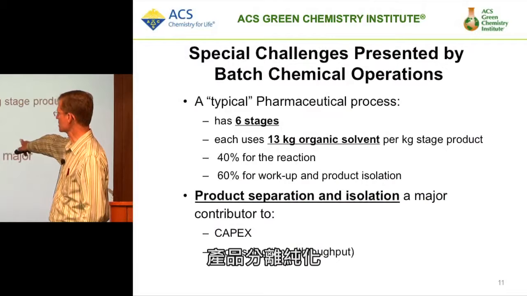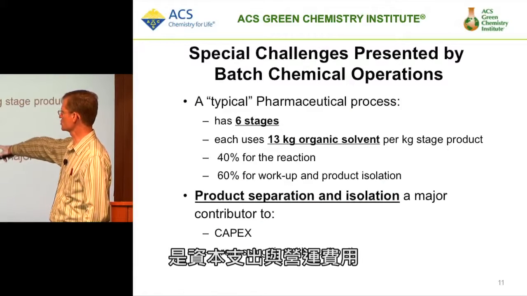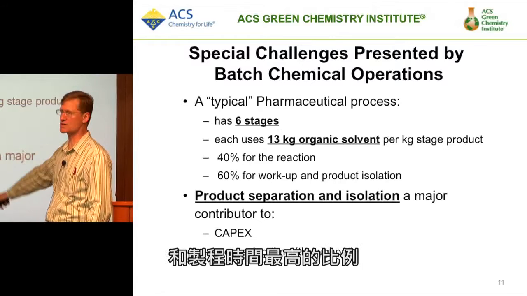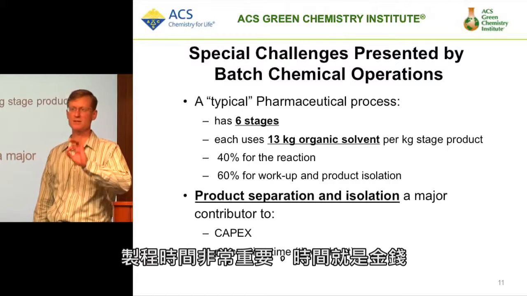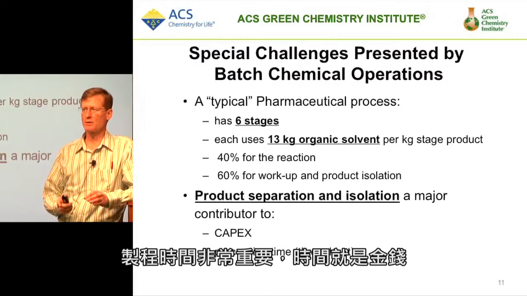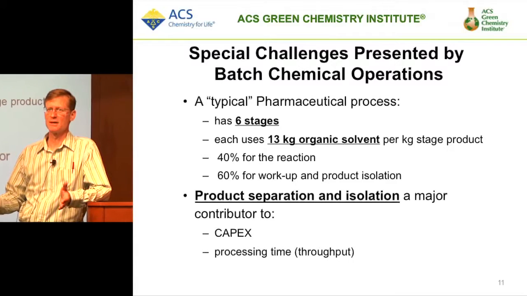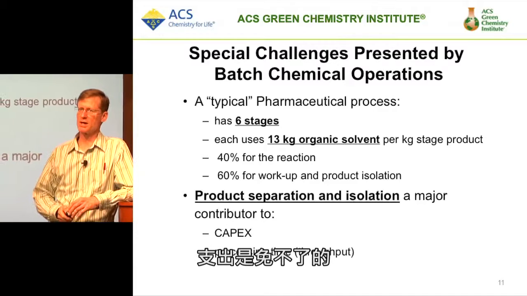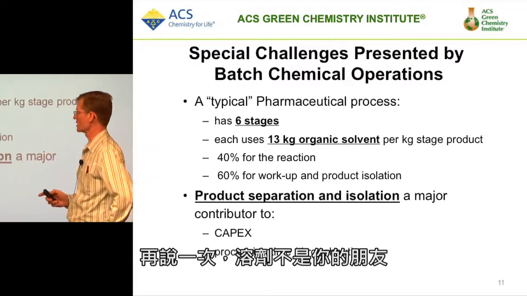Product separation and isolation are the largest contributors to capital and operating expense and processing time. Processing time is extremely important. Time is money. And so if you have to manage those solvents in your process, it's costing you money. So again, solvents are not your friend.